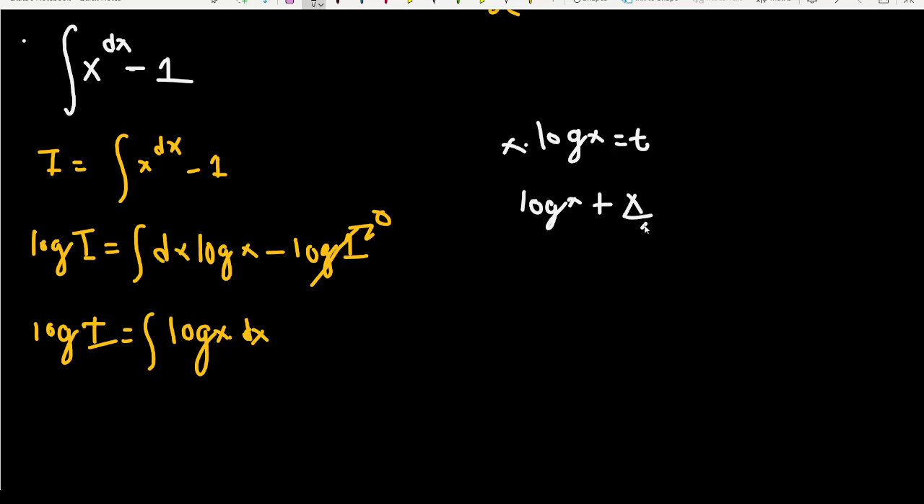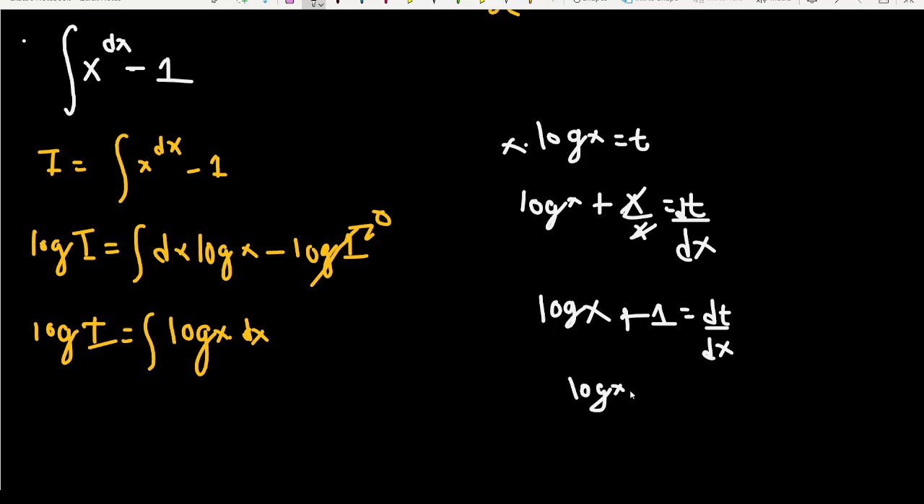The differentiation of log x is equal to 1 by x, and this x and x will cut out each other. So this and this will eventually cut out each other, and what we are left with, I have written here, is dt by dx equals log x plus 1. Integration by substitution is a very good method and I personally like it the most. Now putting the dx on the other side, we can take it as log x dx plus dx equals dt.